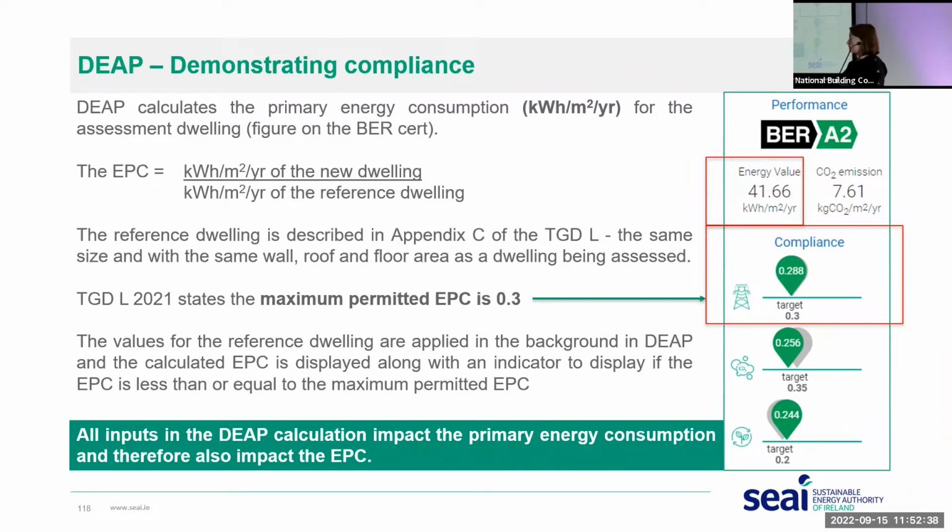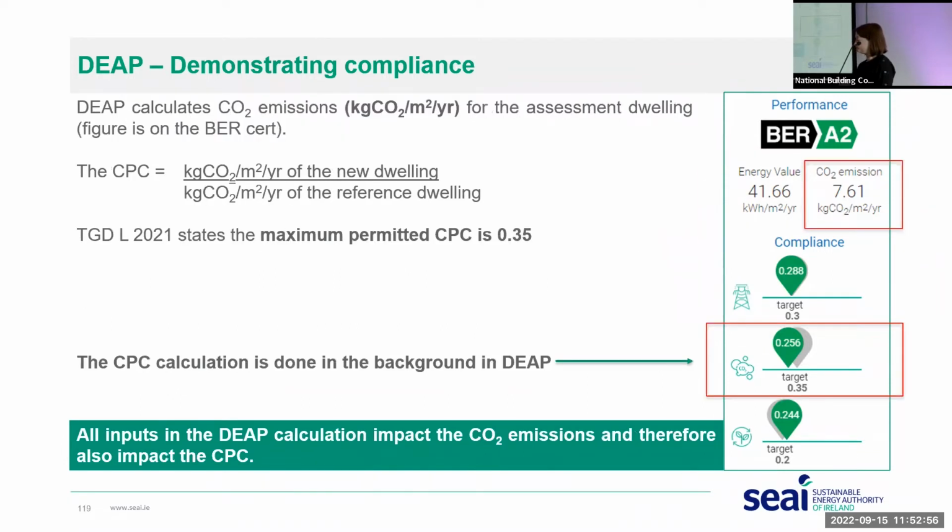In DEAP, when you're working through the assessment, you can see the primary energy value, and it will also give you indicators on how you're doing in terms of compliance. So you can see here in the screenshot that it's met compliance. The target is 0.3, and in this example, the EPC is 0.288.